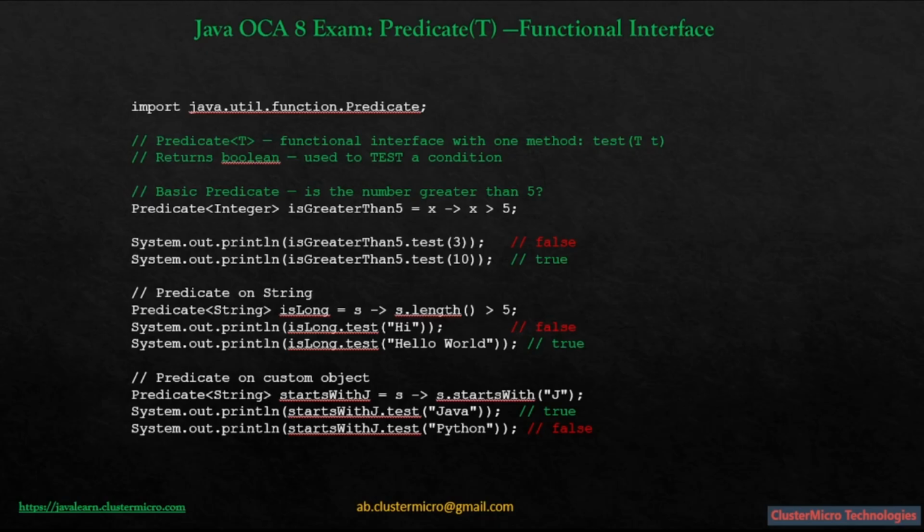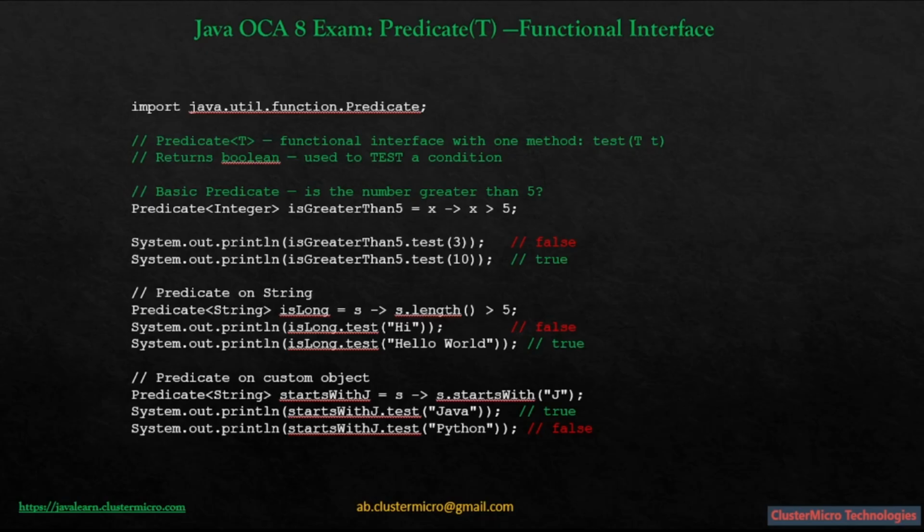And test(3): is 3 greater than 5? No, false. So test(10): is 10 greater than 5? Yes, it's true. The predicate itself is not a boolean. It is an object that holds a condition. You must call test() to get the boolean result. Forgetting to call test and using the predicate directly is a compile-time error.